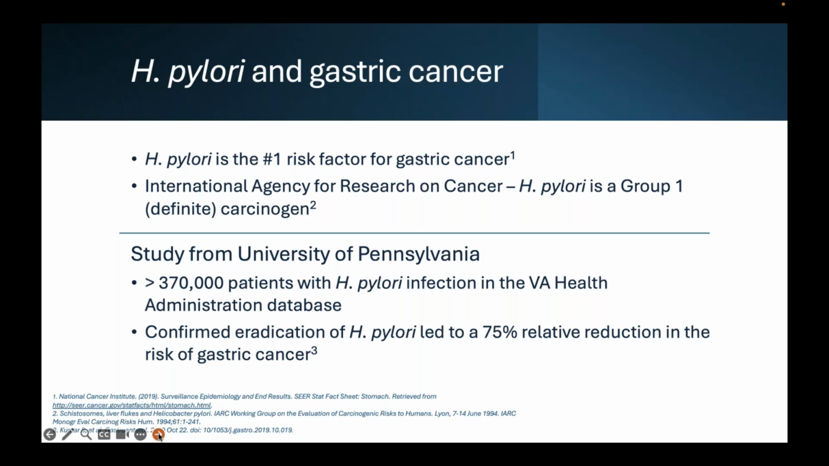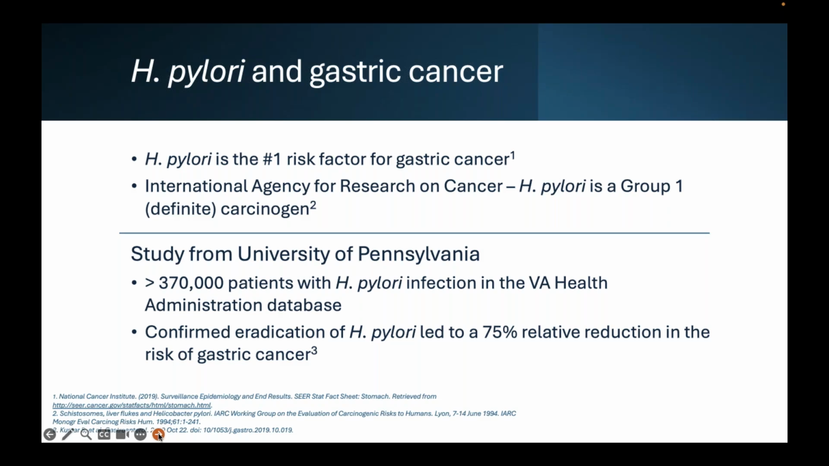There have been a number of randomized double-blind controlled trials of H. pylori eradication to see if it will reduce the occurrence of gastric cancer. And these studies, which have been performed mainly in Southeast Asia and South America, have shown that H. pylori eradication will lead to about a 50% reduction in gastric cancer development.